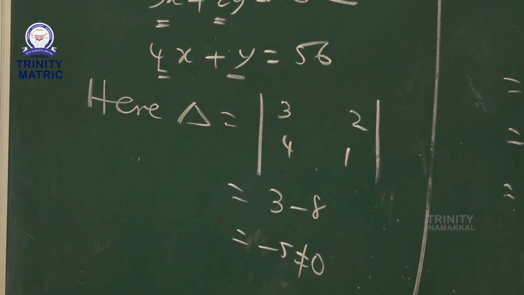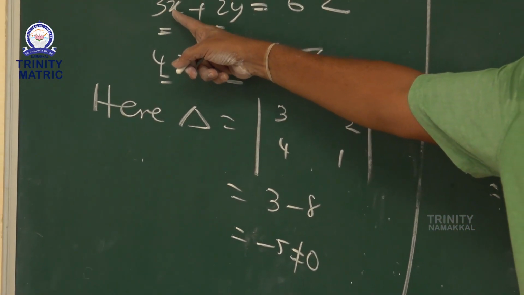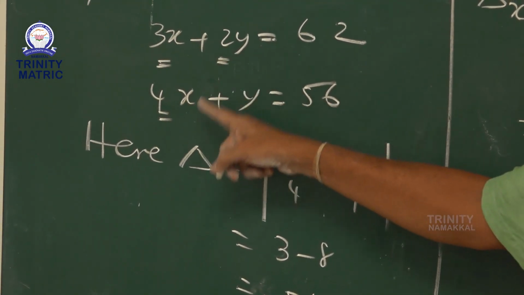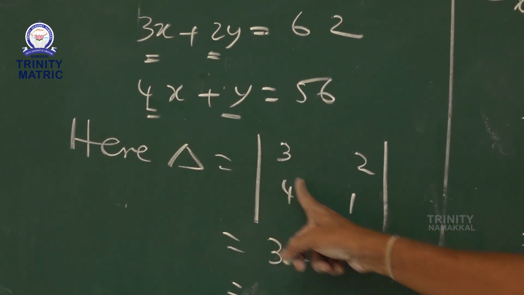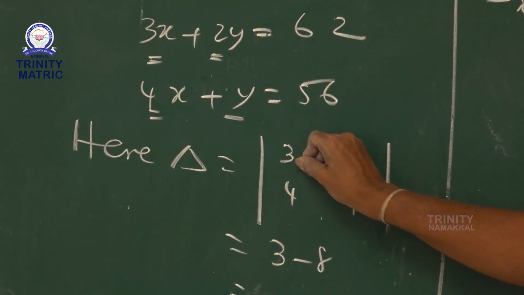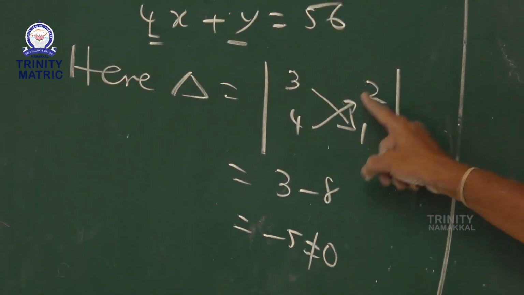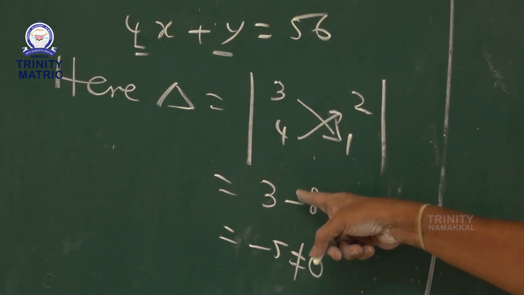Now we have to find del. How will we find del? Write the coefficient of x, 3, 4. Then coefficient of y, 2, 1. That is 3, 2, 4, 1. Now we will find the value of del. I will find 3 into 1, 3. Then 4 2s are 8. You have to put a negative sign. While cross multiplying we have to put a minus.